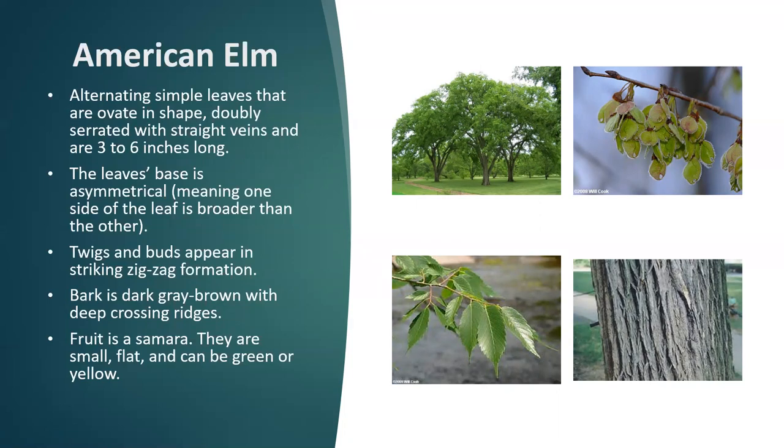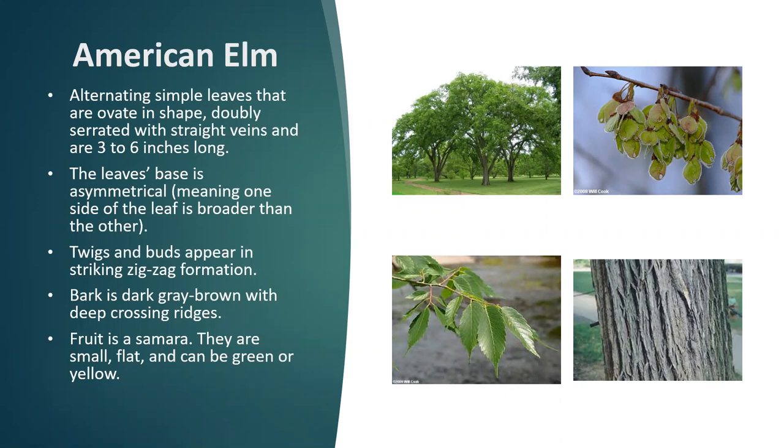A really cool feature of the elms, and this is true for almost all alternate species, but it's very pronounced on the elms, like it is on the redbud, is that the alternate tree forms a zigzag twig. So if you see that, it again helps. And if you look at the leaf venation, it's very similar to a couple other species that we talked about, where it has those very parallel leaf veins that come right off the midrib.